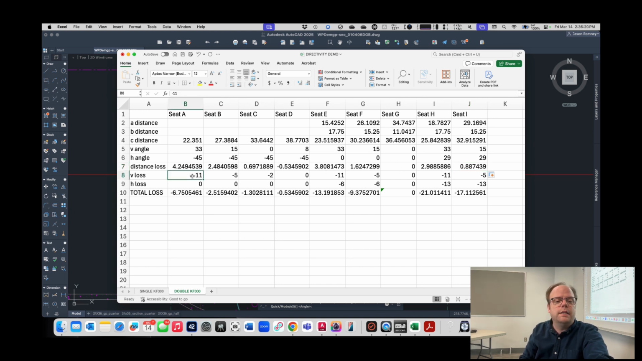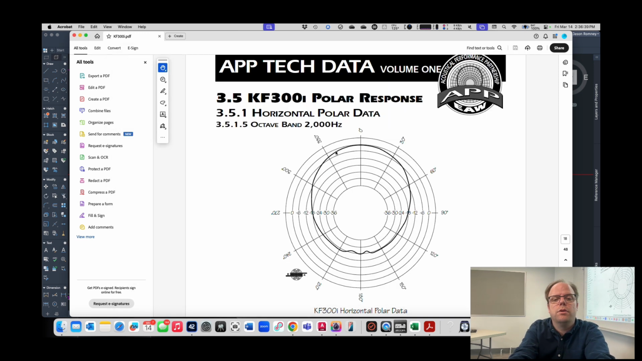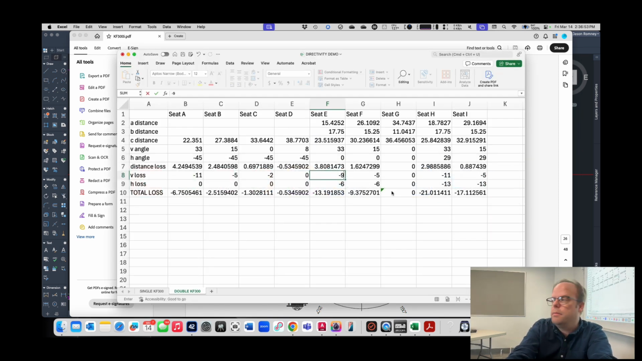Okay, so now let's find my vertical loss. So these are all going to change now. So let's start with seat E, because that's where we're on axis to, right? So 33 degrees vertical. Let's go find the vertical again. 33 would be right about here, which looks like about halfway between the 6 and the 12, so -9.